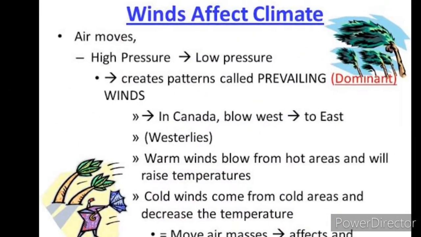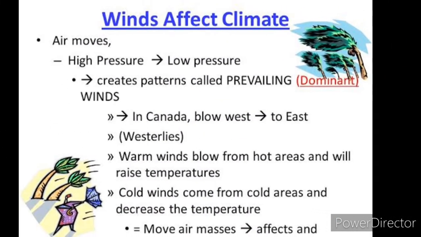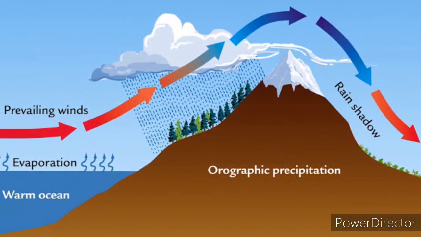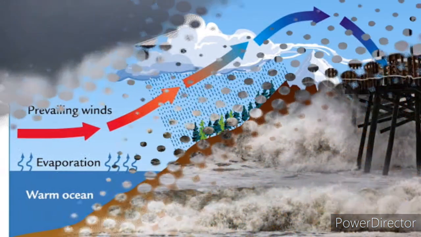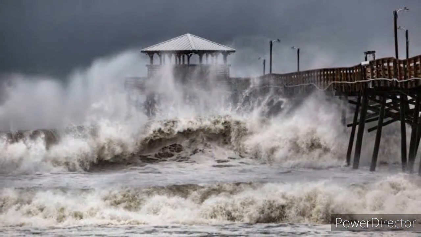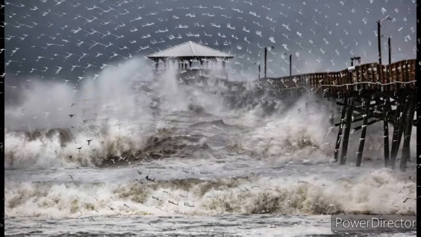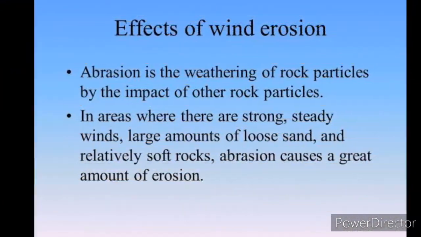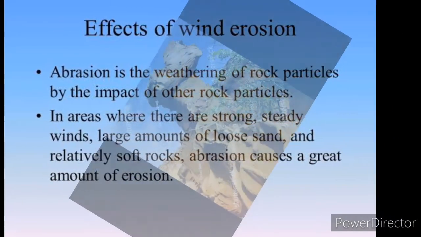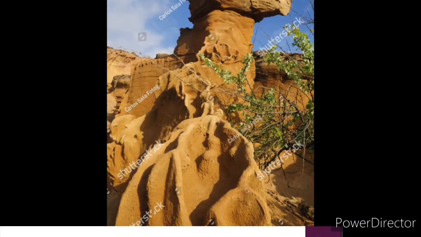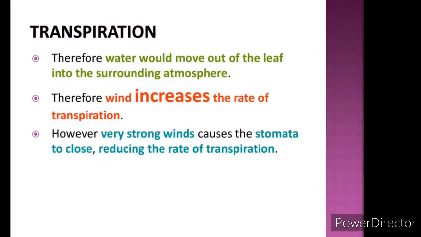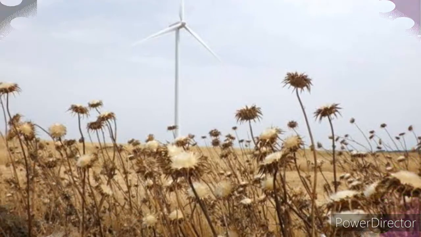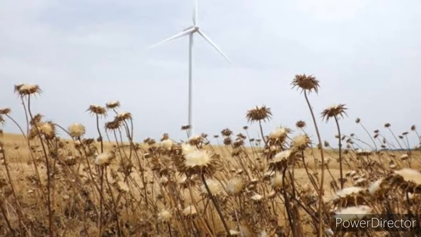Next, effects of wind. Wind is an important factor for the formation of rain. It causes wave formation in lakes and ocean, which promotes aeration of water. Strong wind causes soil erosion and reduces soil fertility. It increases the rate of transpiration. Helps in pollination in anemophilous plants.